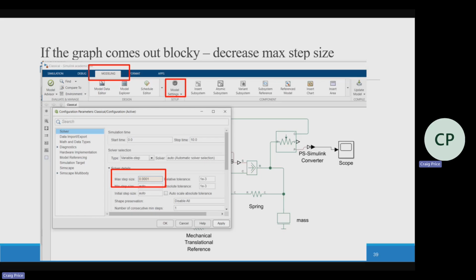I will post these slides as you're doing the homework. If you have a really blocky graph and it doesn't look good, these are some things that can help adjust it. So I'm just changing the step size so I can get a smoother output.